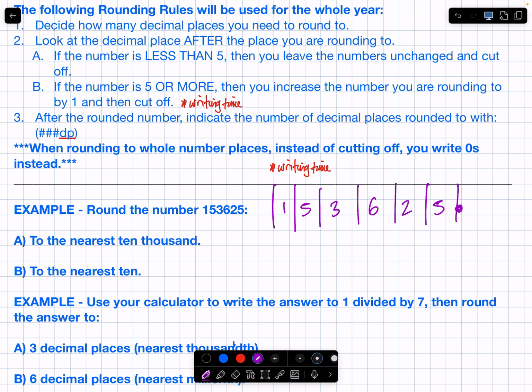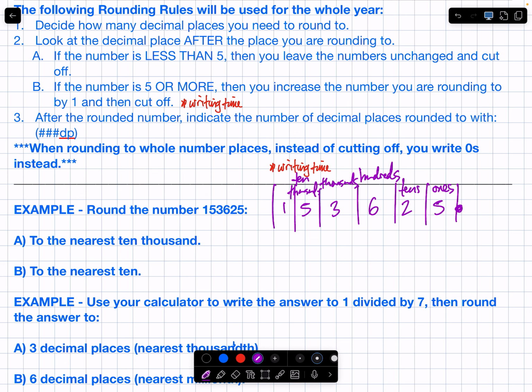What column is the 5 in? You might have ones, some people might have called them units. So if those are ones, what column is the 2 in? Tens. 6 is in? Hundreds. 3? So 5 would be in the 10,000s. So I am rounding to the nearest 10,000.